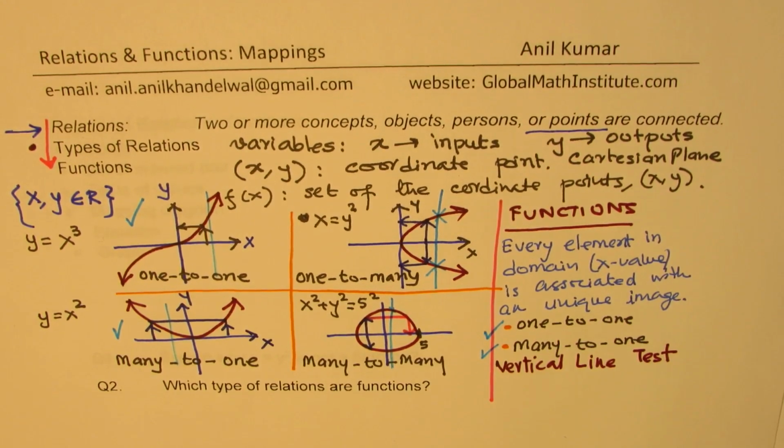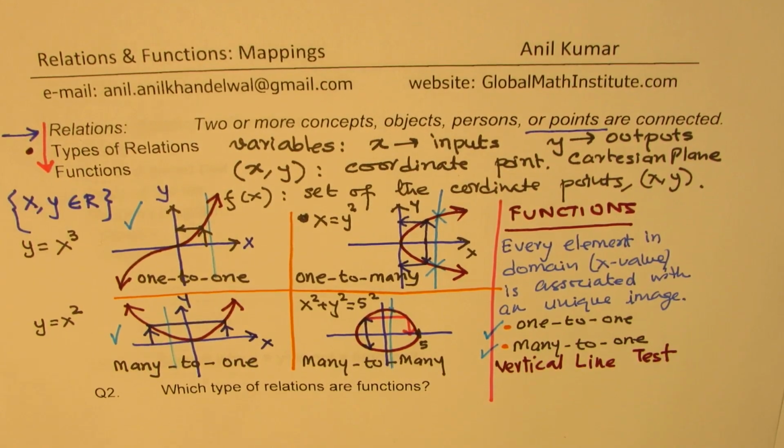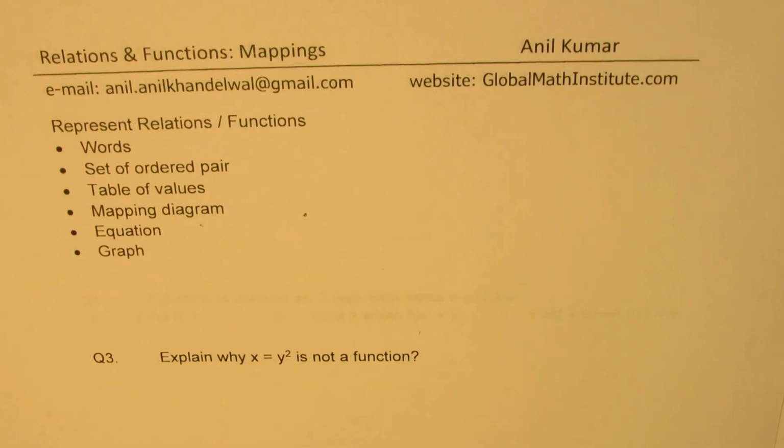Now here is the second quiz question for you. Which type of relations are functions, right? So the answer is right there on the sheet, one-to-one and many-to-one, right? So I hope the concept is clear to you. Perfect. So let's move on and take the next related topic.